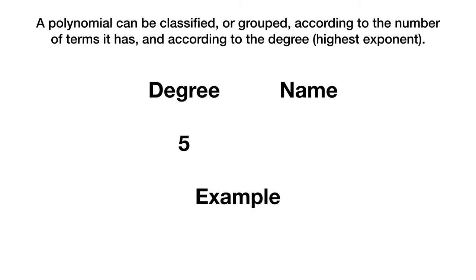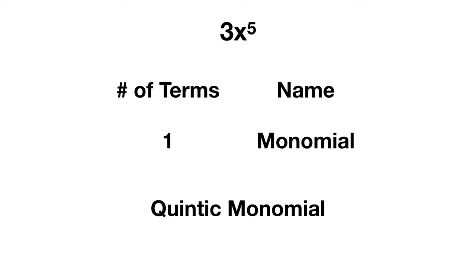Now we only have one more thing, if the degree is 5. If the degree is 5, the name that we use is quintic. Here's an example of a quintic equation. 3x to the 5th. Now, how many terms are there this time? Only one again, which means it's a monomial, or more specifically, a quintic monomial.